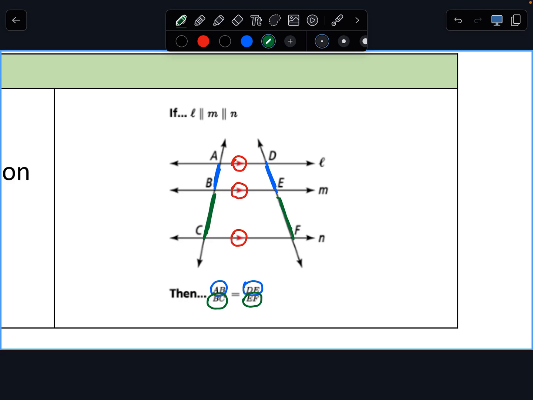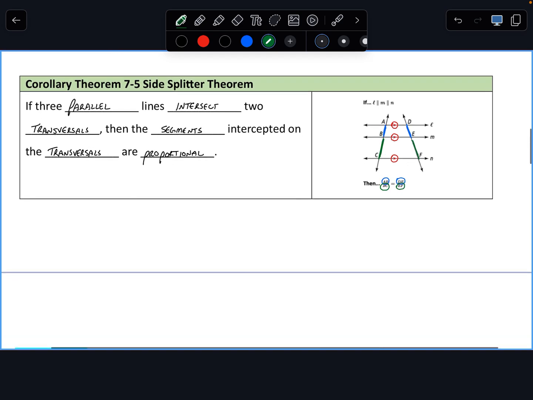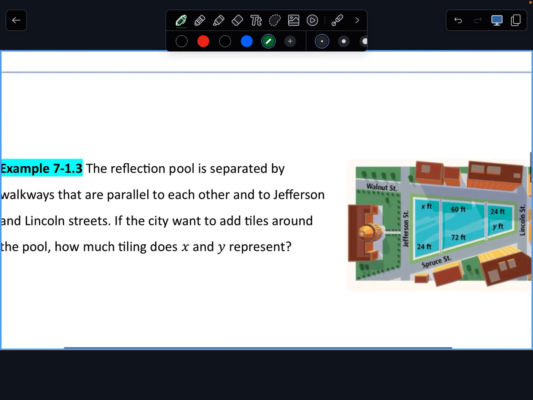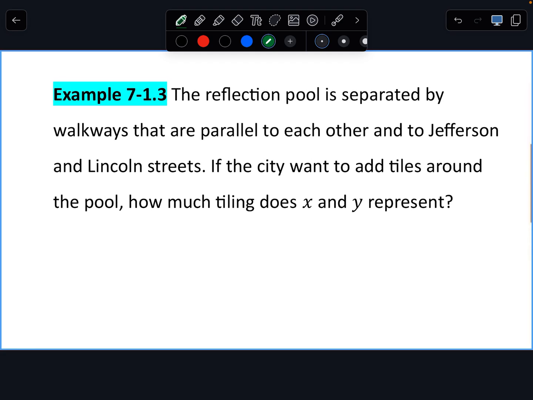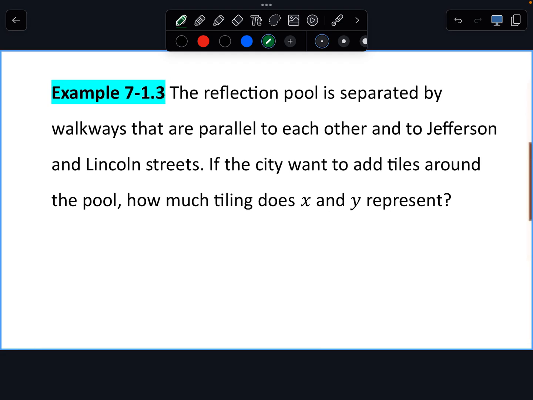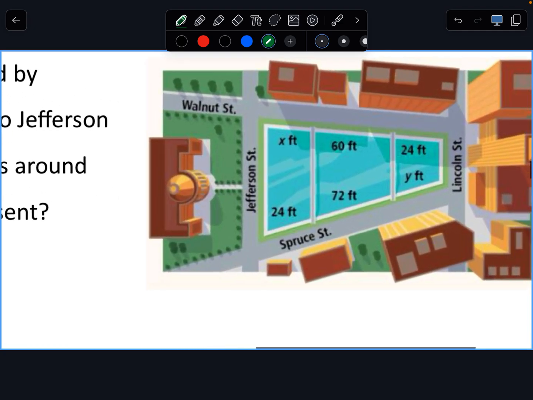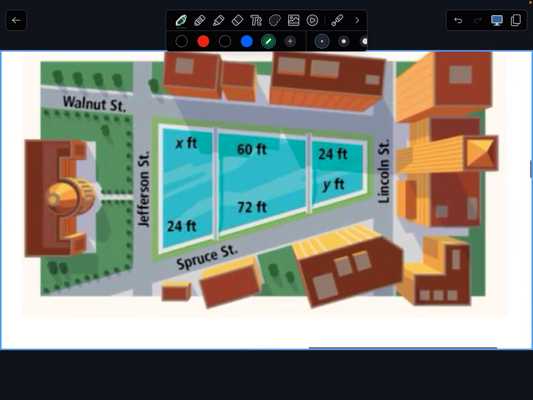All right, let's look at an example of this. Let's scroll down to this first example. Well, it's really the second example. This says that the reflection pool in the picture is separated by walkways that are parallel to each other and to Jefferson and Lincoln Streets. If the city wanted to add tiles around the pool, how much tiling do X and Y represent? Or in other words, what are the lengths of X and Y in the diagram? Let's take a look at our diagram here, and then we'll work on solving the problem.